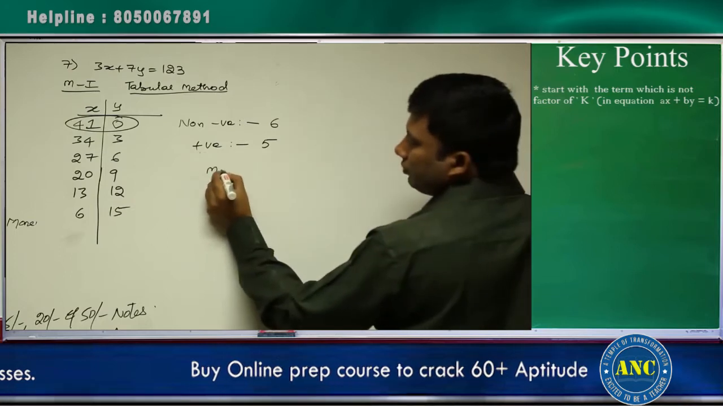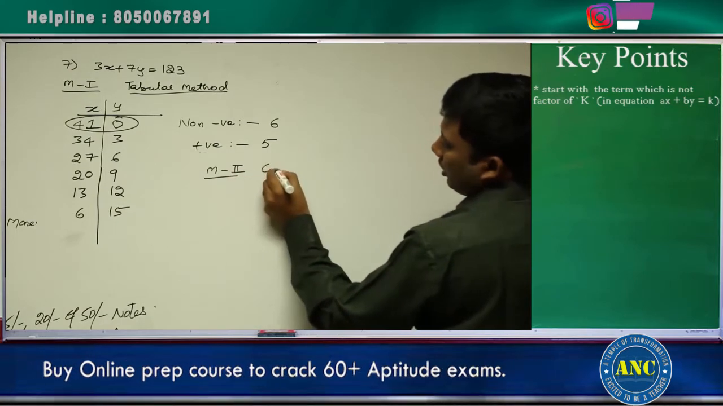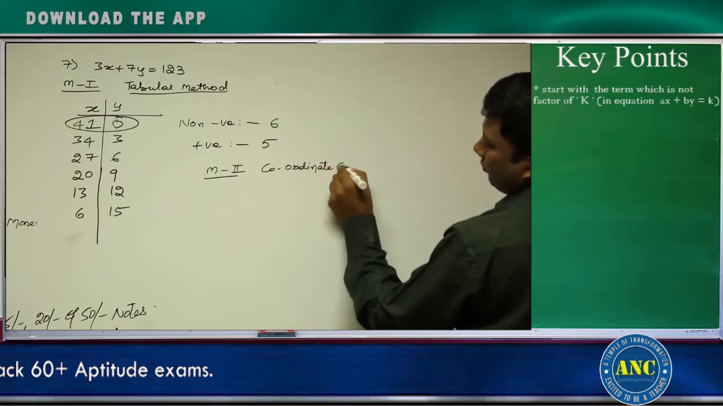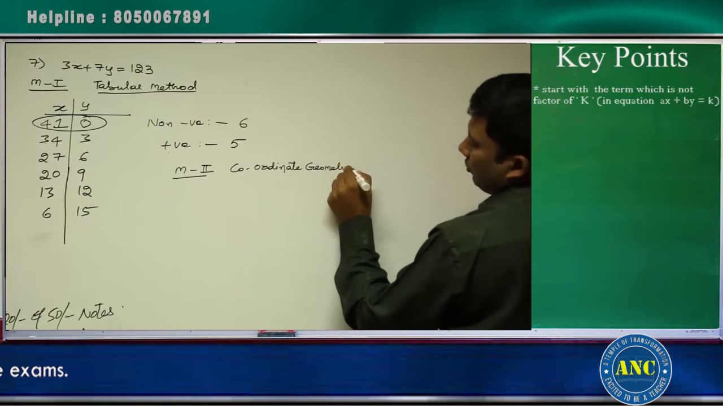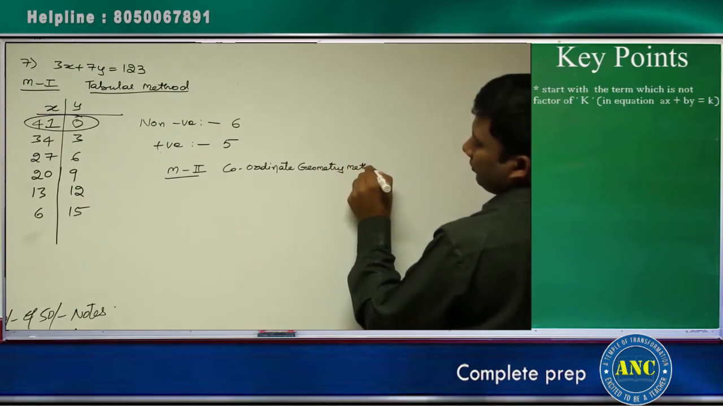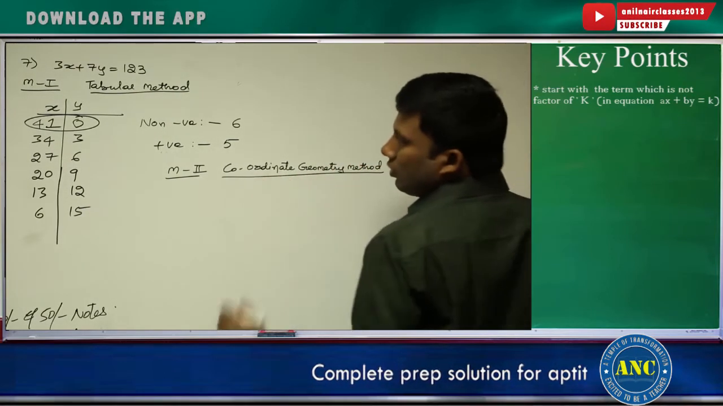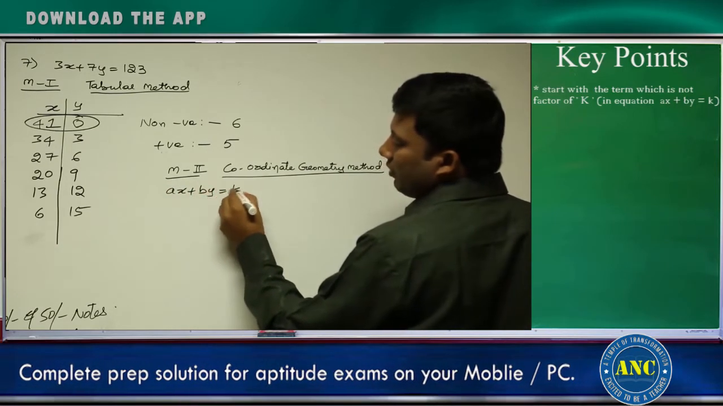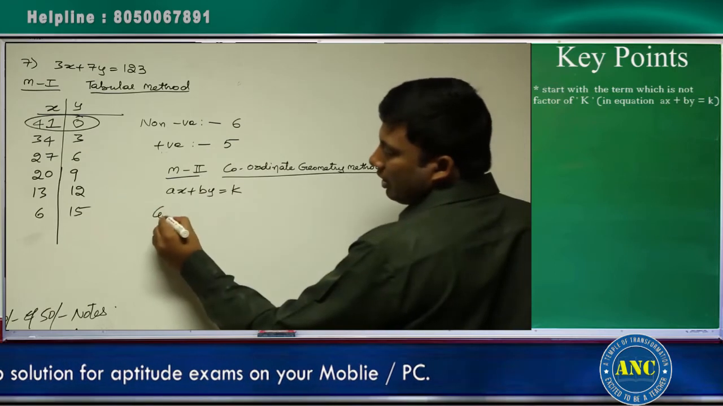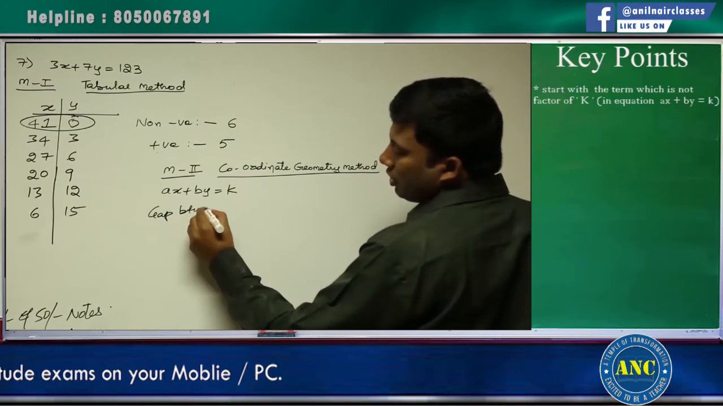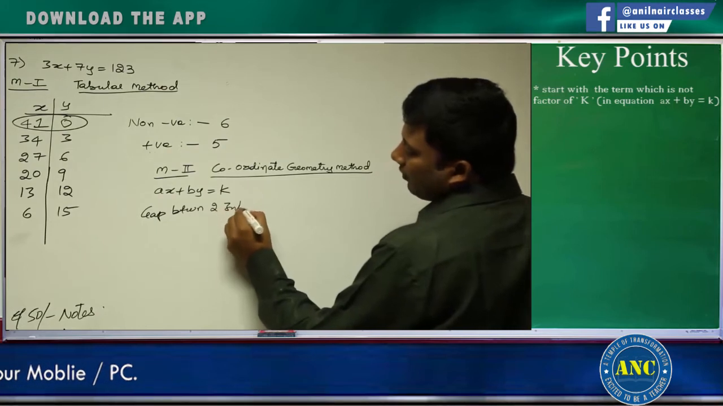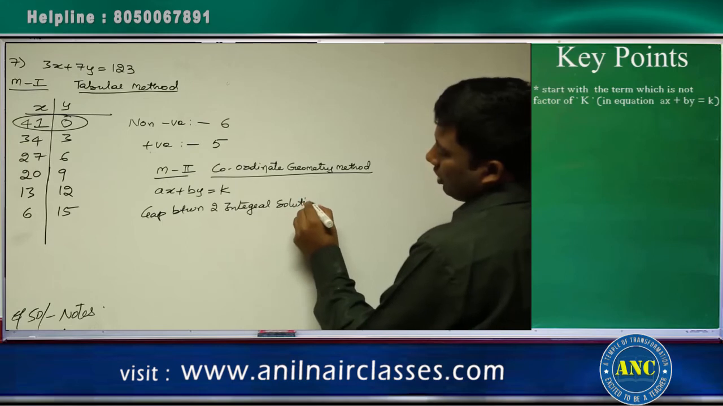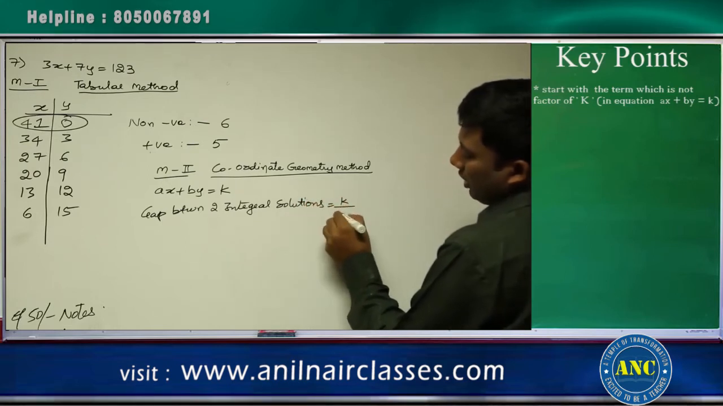Method 2. Coordinate geometry method. See here, if the equation is of the form ax plus by equivalent to k, what is the gap between two integral solutions? The gap between two integral solutions is given by k by a into b.